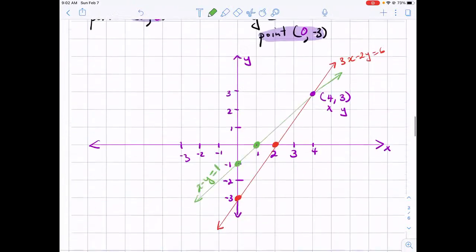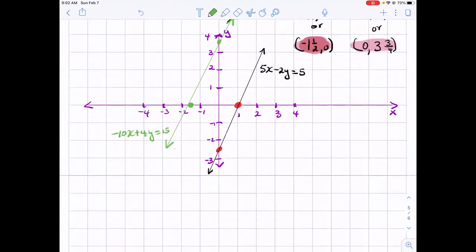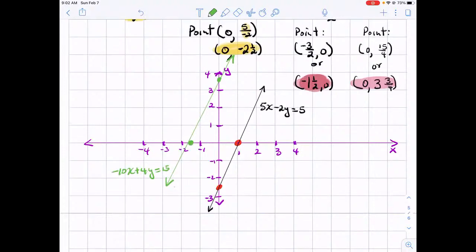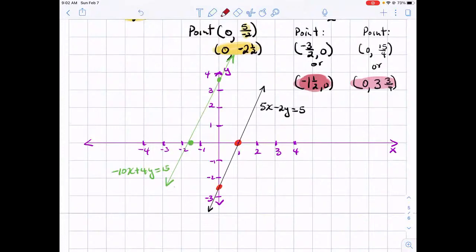So one way to tell if lines are parallel is to look at the slope. Rearrange this equation here and find the slope, and rearrange this equation here and find the slope. And remember, if the slopes are the same, the lines are parallel. Parallel lines have the same slope. They don't share the same y-intercept clearly, so you know they're not the same line.